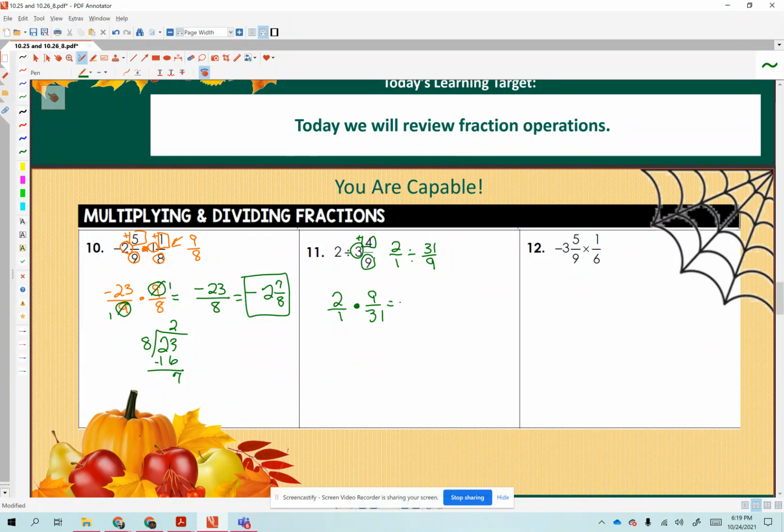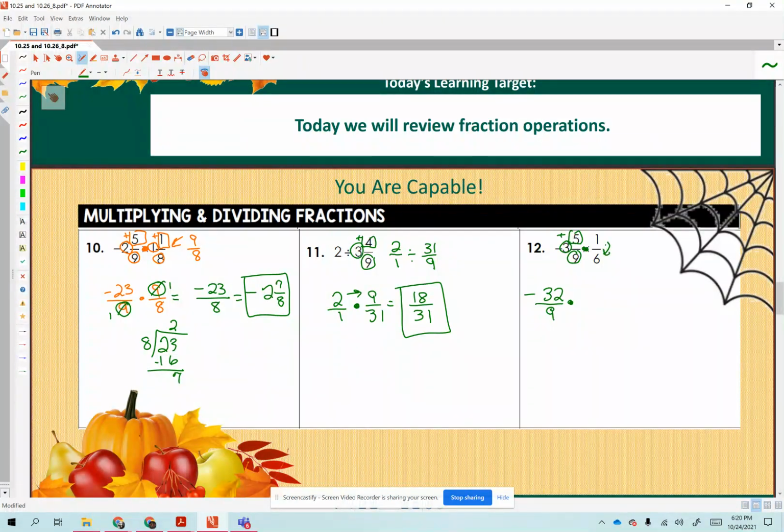So we're going to go ahead and multiply straight across. 2 times 9 is 18, and 31 times 1 is 31. And we cannot simplify that answer any further. We are finished. So now we're on to number 12. We have negative 3 5/9 times 1/6. So as usual, we'll make an improper fraction. 9 times 3 is 27, plus that 5 is 32/9, and that's a negative number.